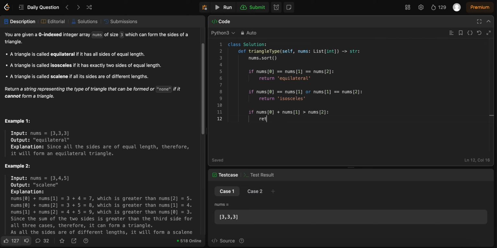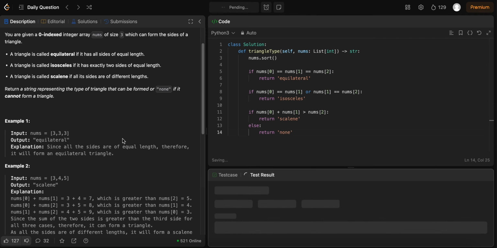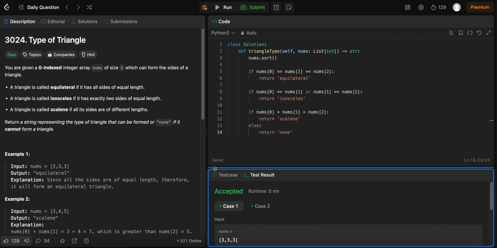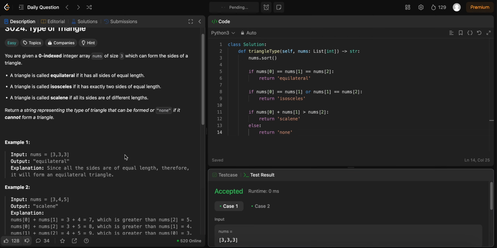So if that's true, we can just return scalene. I don't know how to pronounce that. Otherwise, we just return none. So I think that should work. Yeah, this question should be pretty straightforward.